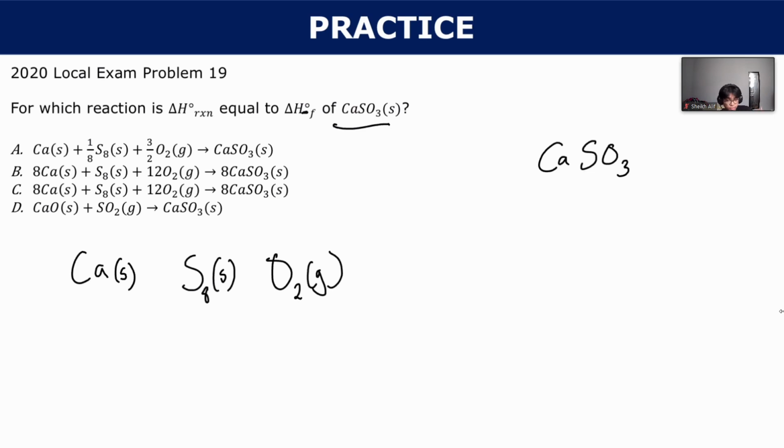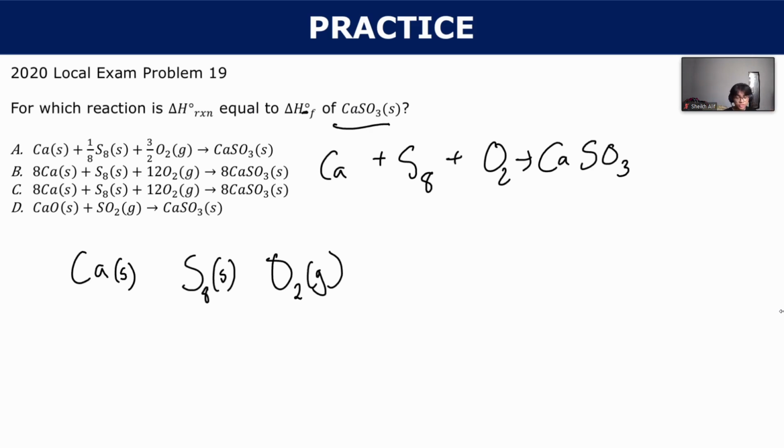So it's going to be like this, and you're going to make it out of calciums. You're going to make it out of S8. Sorry, that should be an S8. Let me just erase that really quickly. Okay, S8, and it's going to be out of O2. And that's somehow going to form this.